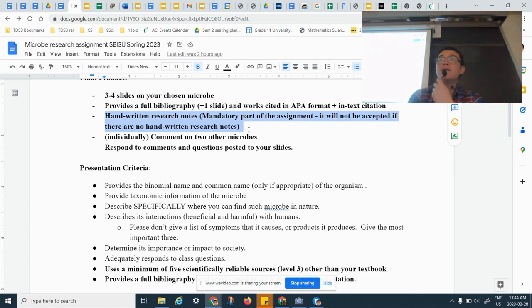You must submit a set of handwritten research notes. That is a mandatory part of the assignment. Your assignment will not be accepted if there are no handwritten research notes. As a group, you'll submit a set of handwritten notes. However, I will expect the handwritten notes to be written by various people within the group. If I see one set of handwritten notes that have the same handwriting all throughout, I will suspect someone is carrying the group, and that's not right.